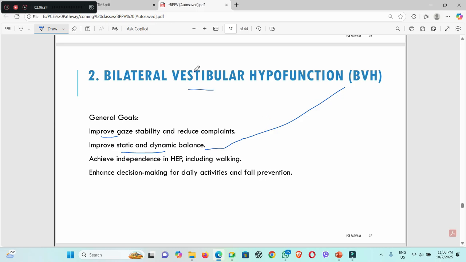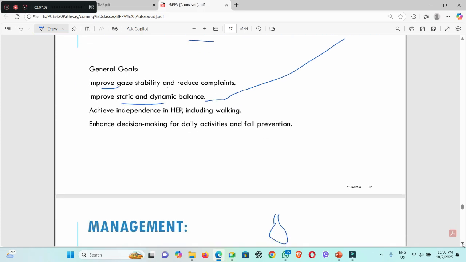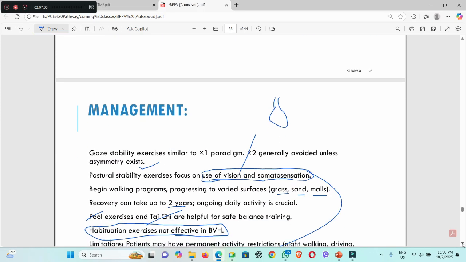In BVH, bilateral vestibular hypofunction, there will be a lot of issues with balance. Our aim is to improve static and dynamic balance, achieve independence in HEP, including walking, and enhance decision making for daily activities and fall prevention. That is our aim of rehabilitation in a person who has BVH.